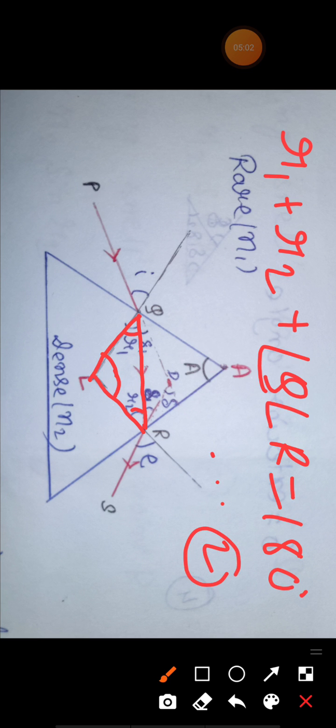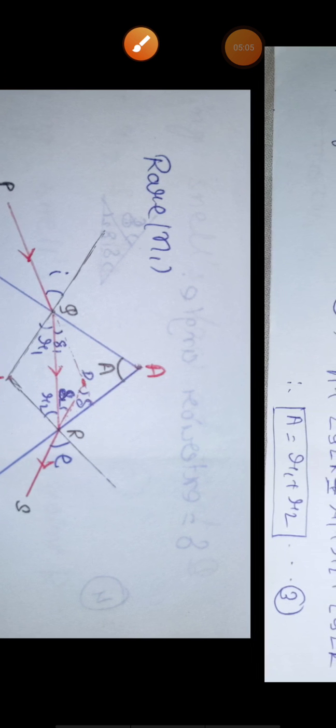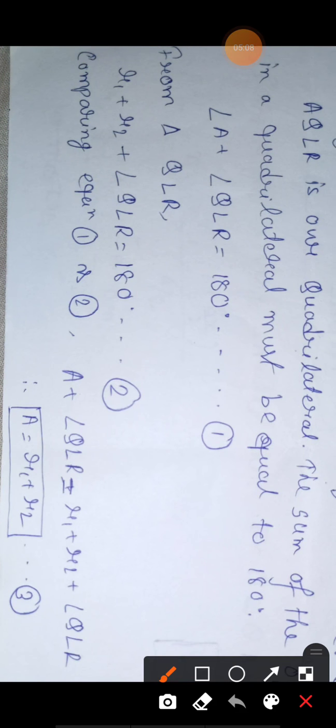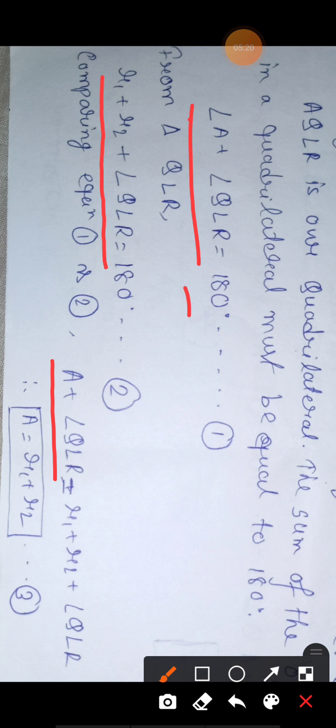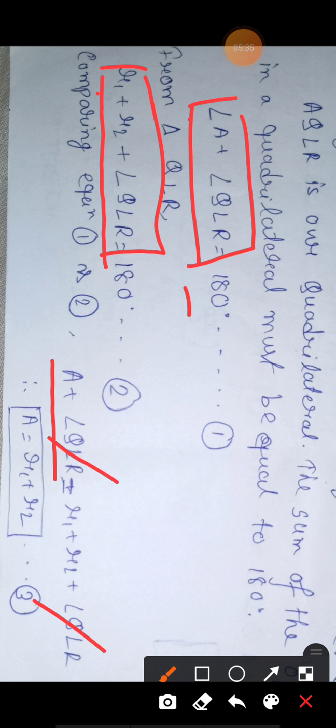Now if you compare these two equations, you can write that angle A plus QLR is equal to angle R1 plus R2 plus QLR. Why? Because the sum of these two angles is 180 degrees and the sum of these three angles is 180 degrees. So here QLR and QLR will cancel. From here you can write that angle A is equal to R1 plus R2. This is our equation number 3.